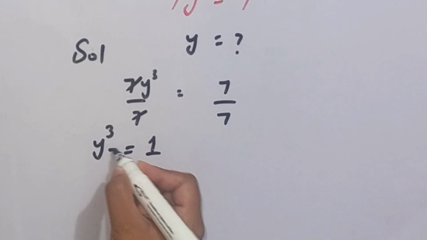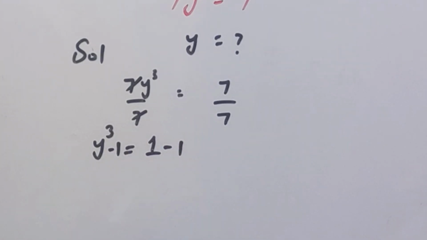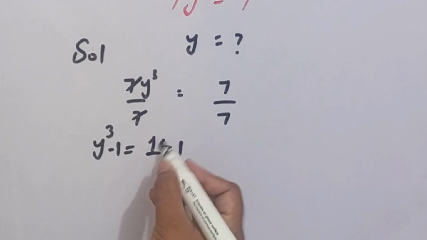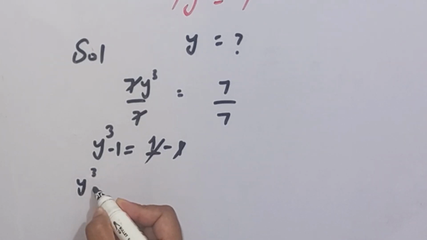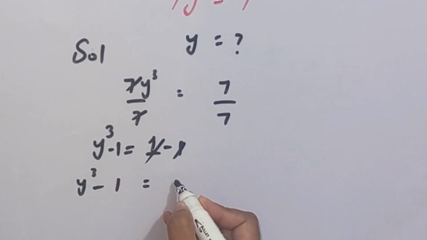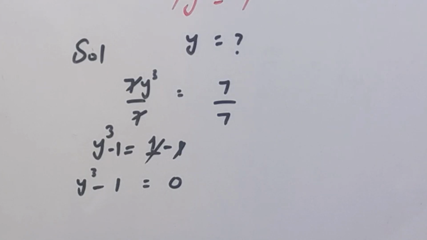In the next step, we subtract 1 on both sides. So subtract 1 on this side and also subtract 1 on this side. This will cancel, and here we get y cube minus 1 is equal to 0. Now we write this 1 as 1 cube, which is also equal to 1. So this is y cube minus 1 cube is equal to 0.